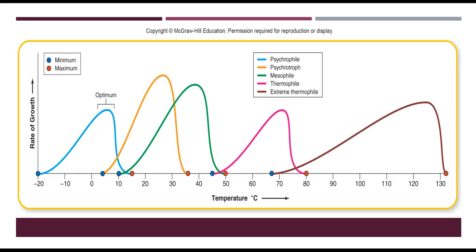This is an image from your text that shows you where these ecological groups can be found and where their maximum and minimum temperature points are. You can see the blue dots on the graph show you the minimum temperature, and the red dots show you the maximum temperature. That's where denaturation of cell proteins is going to happen. And then remember, at the peak, this is the optimum. This is where the organisms like to be.